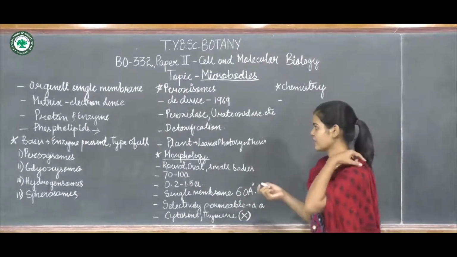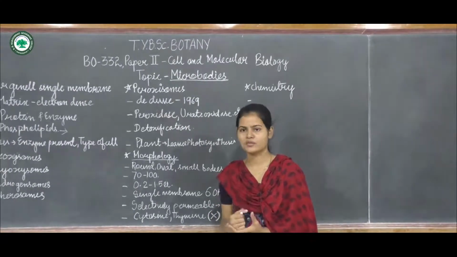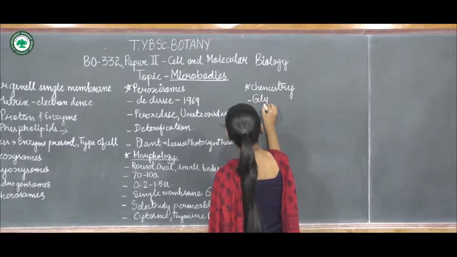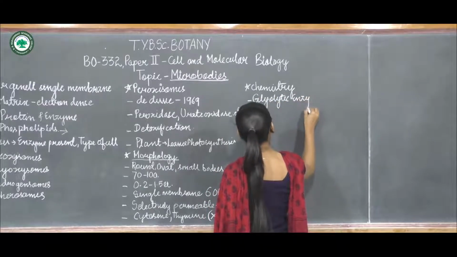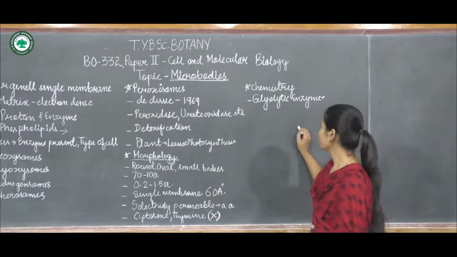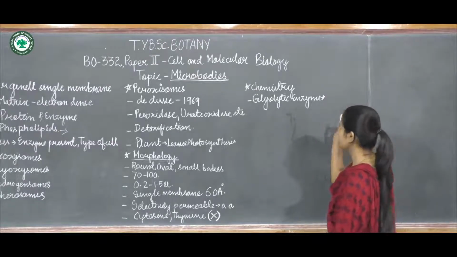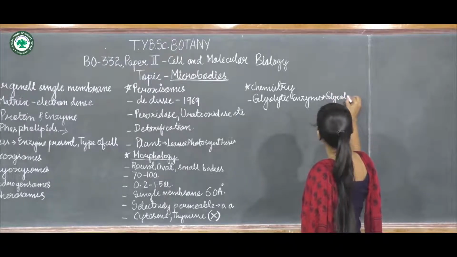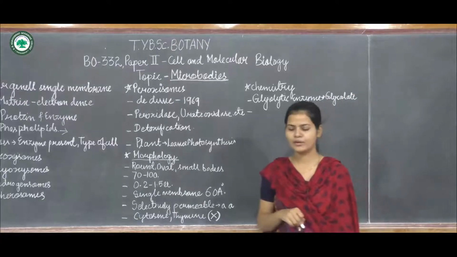As we have already discussed, it consists of different enzymes, and the enzymes have a role in detoxification of a cell. So firstly, it consists of a glycolytic enzyme. Now what does this glycolytic enzyme do? It is involved in the breakdown of glycolate. So glycolate breakdown is done by the glycolytic enzyme.